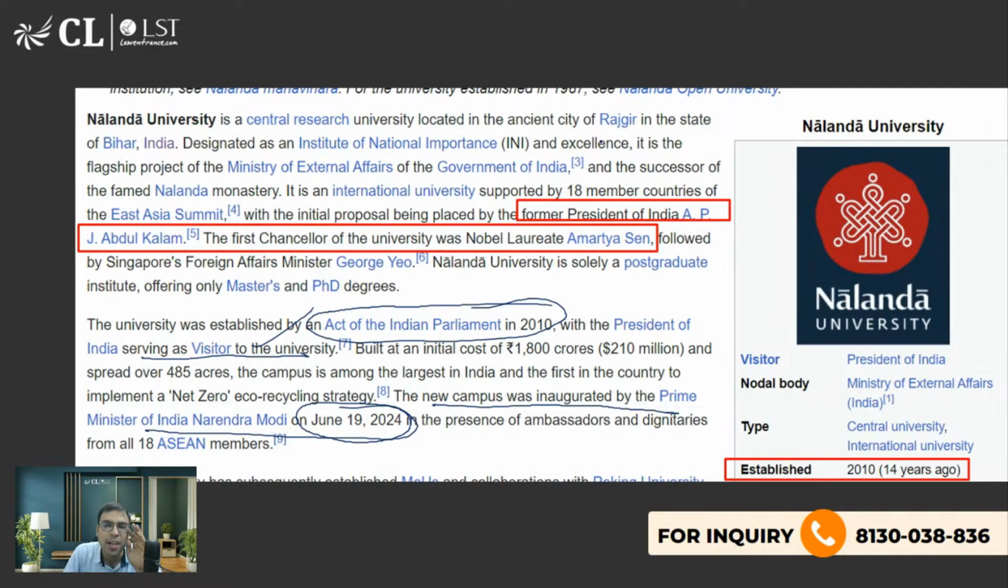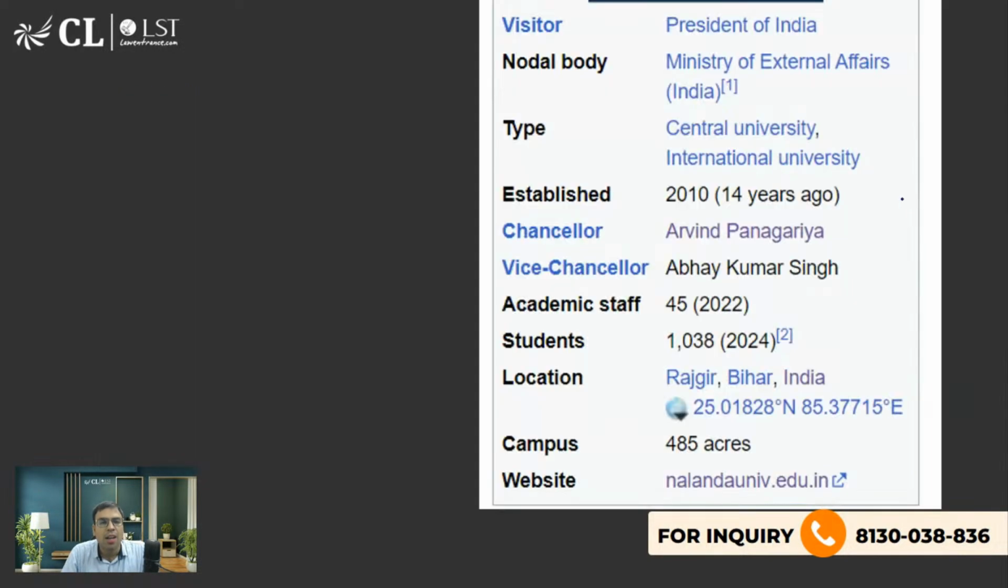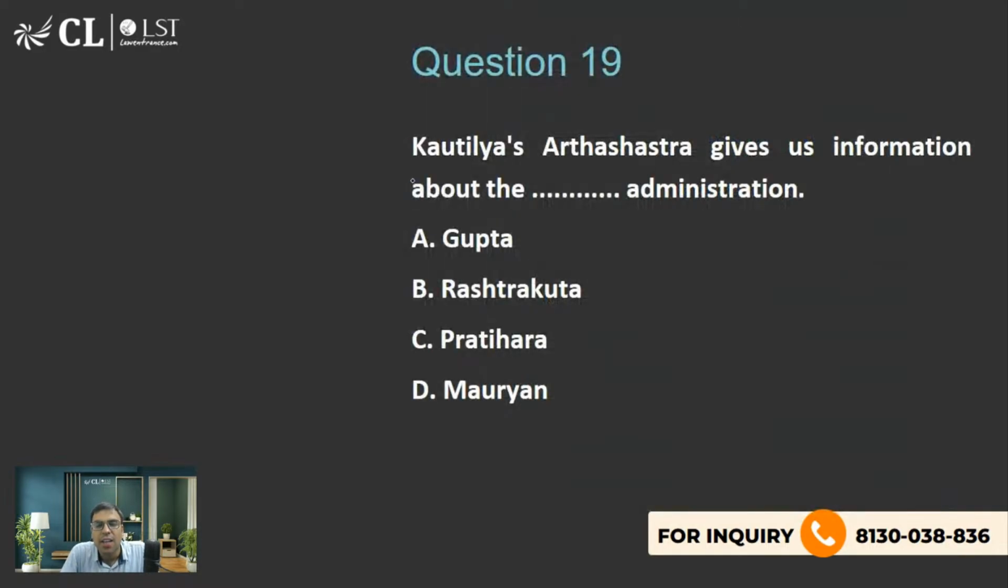Of course Nalanda is very important. It is around 100 kilometers from Patna, the capital of Bihar. It falls near Rajgir, where we had seen the first Buddhist council. Rajgir is very near to that. Nalanda is a district, and under that district you will find Rajgir. Currently, Arvind Panagariya is the chancellor of this Nalanda University, who had earlier served as the first vice chairman of Niti Aayog. This you should also be knowing. Let's move on to the next one.